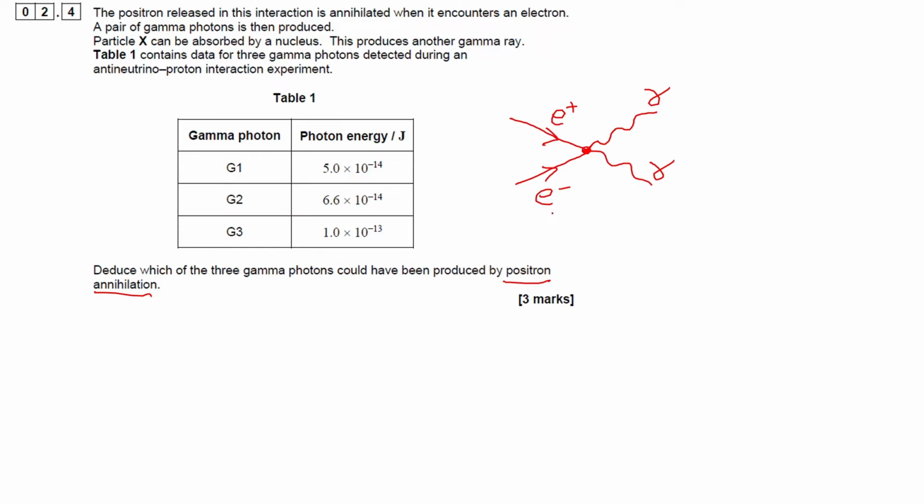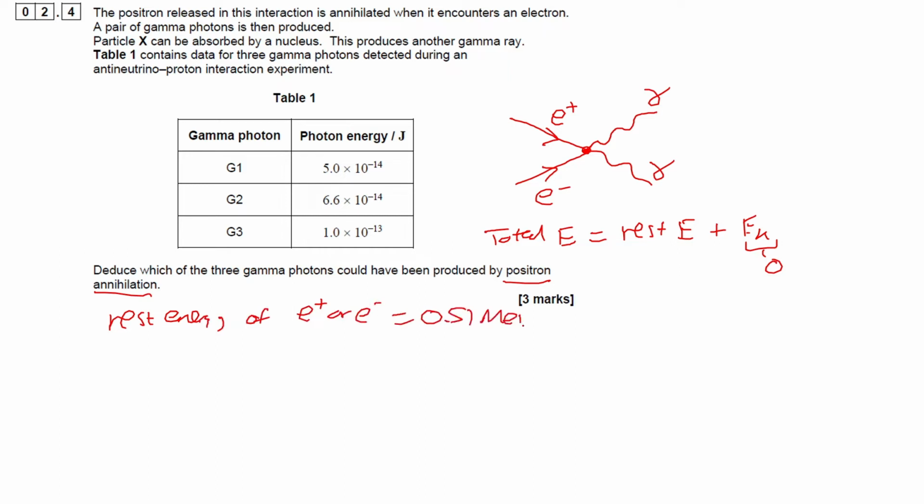these electron and positron, these 2 particles, they have a total energy that is made up of the rest energy plus any kinetic energy. Now if we are trying to find the minimum energy needed to produce these 2 gamma photons, we're going to take this to be 0 and just use the rest energies. Now rest energies are found on the data sheet, and you can find the rest energy of a positron or electron is equal to 0.51 mega electron volts.